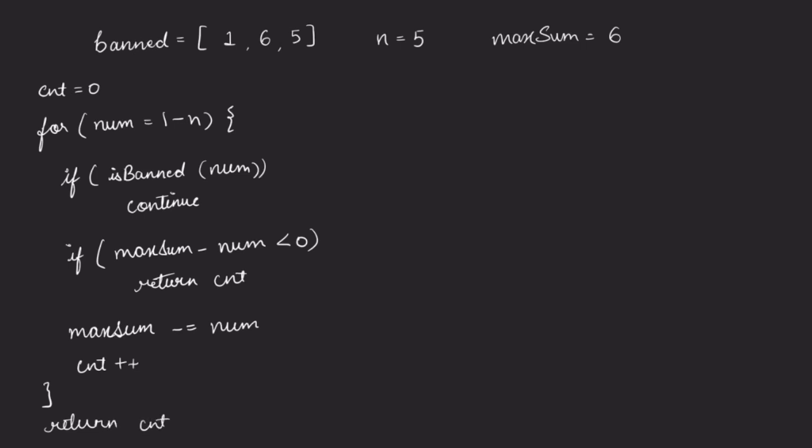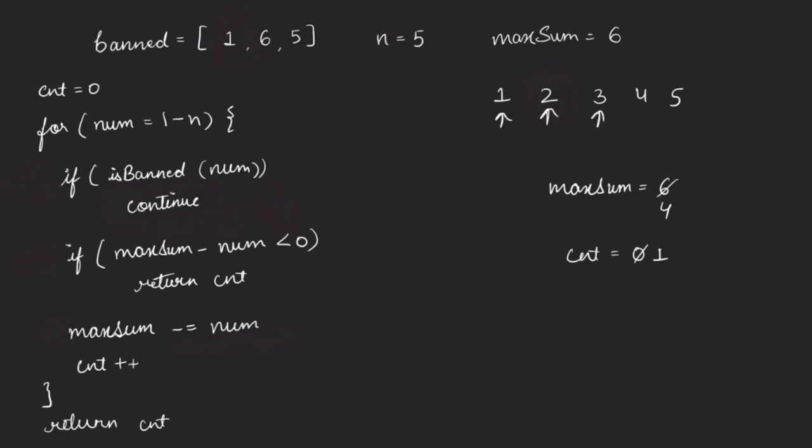Simple. So now if we consider the numbers, our num will go 1, 2, 3, 4, 5, right? So initially we will take this number. It will check whether this is a band number or not. So yes, it is. So it will continue, right? It will move to the next element. Next element is 2. Is it present in the band array or not? No. So it will come here. Max sum is 6. Current number is 2, so 6 minus 2 is not less than 0. So then it will come here. From the max sum, we will subtract num. So max sum was 6, now it will become 4. And count was 0, now it will become 1, right?